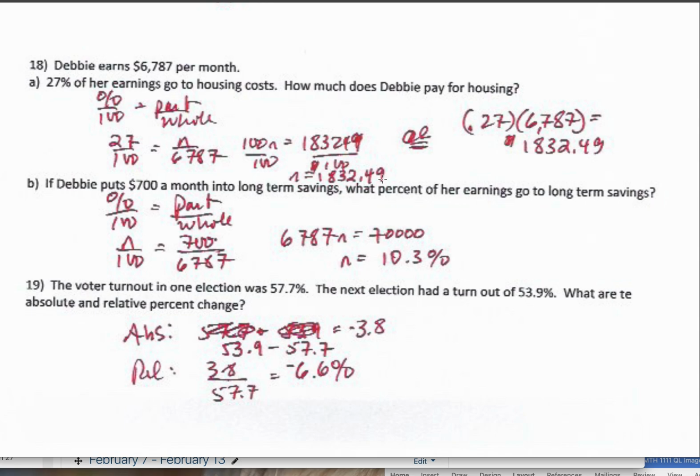Remember, moving two places to the left. Multiplied by 6787, and you get 1,832.49. Either way, same answer. And we've already talked about how much I appreciate that happens in math.